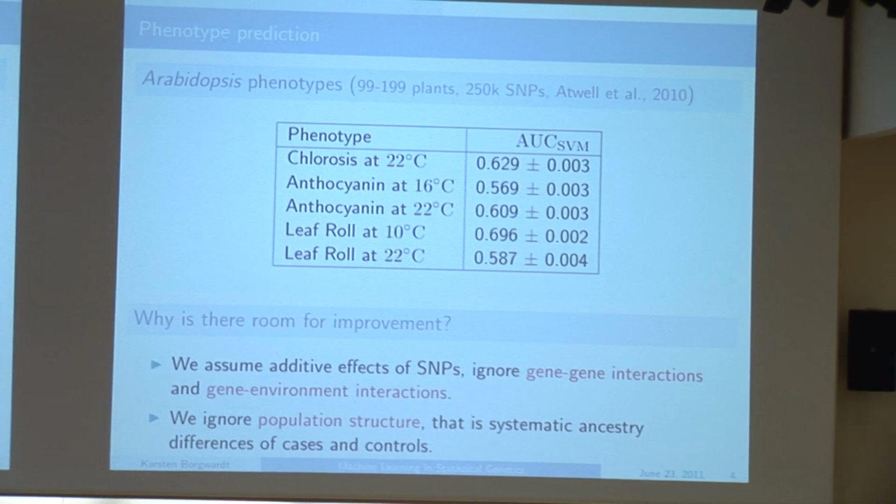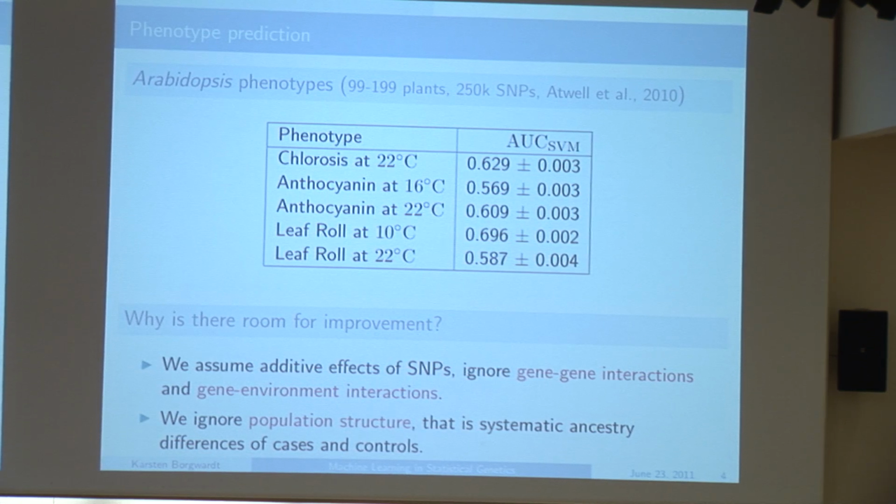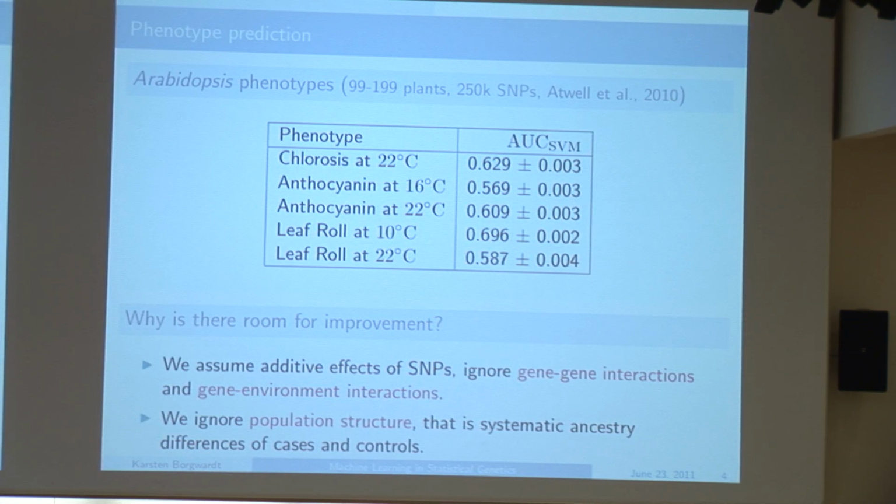in detail for 99 to 199 plants. And we had for each of these plants 250,000 SNPs. So 250,000 features. Each of these features describes one position in the genome. SNP stands for single nucleotide polymorphism. So it's one position in the genome where different individuals have different nucleotides.